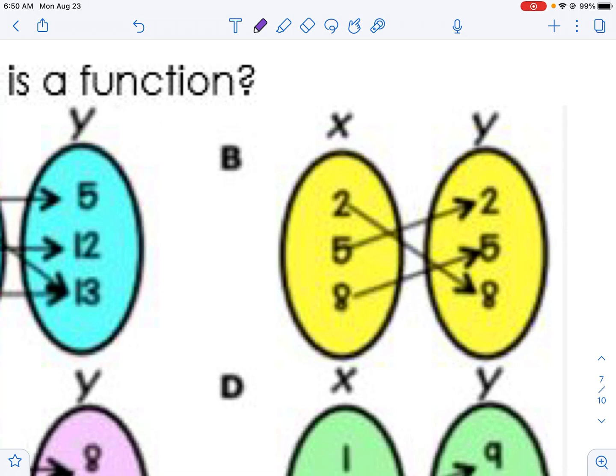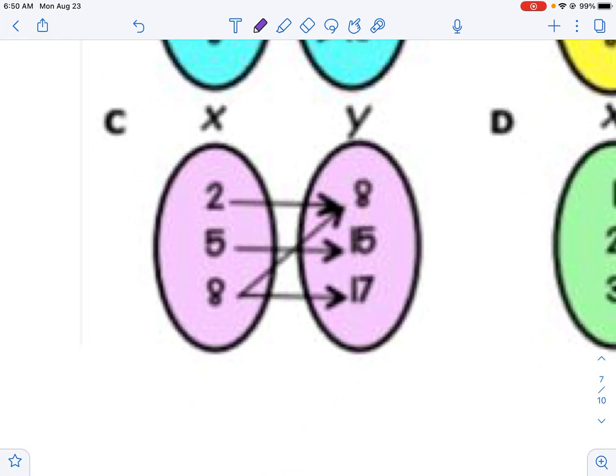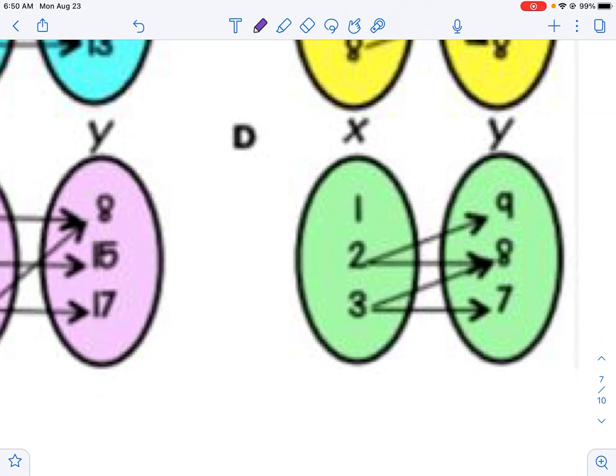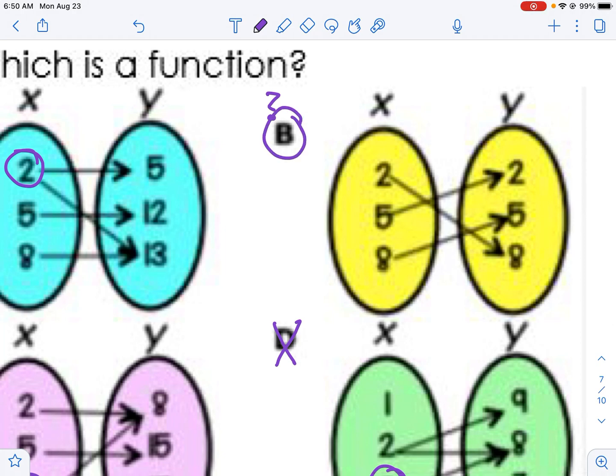If I look at letter B, it goes 2 to 8, 5 to 2, 8 to 5. So this looks like it could be a possibility, but let's double check the other ones. Okay, C has 2 to 8, 5 to 15, and then 8 to 8 and 8 to 17. So again, this x value is going to 2 different y values, therefore it is not a function. And last but not least, answer choice D. Notice this 3 is going to 2 different y values, so this is not a function. So our answer would be B.